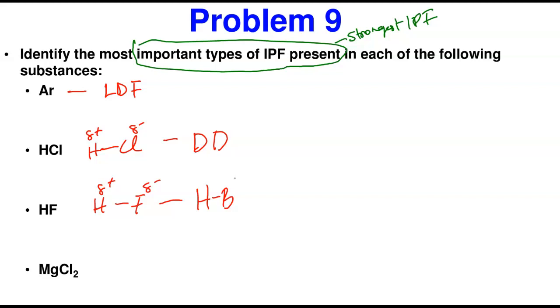Now, if you look at this, this is magnesium chloride. Magnesium chloride is an ionic compound. And if you look at this ionic compound, what simply happens here is that it's going to be surrounded by this ion, attracting this oppositely charged ion. So this type of compound is going to have just ion interaction.